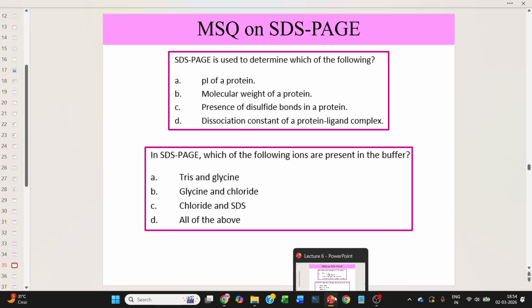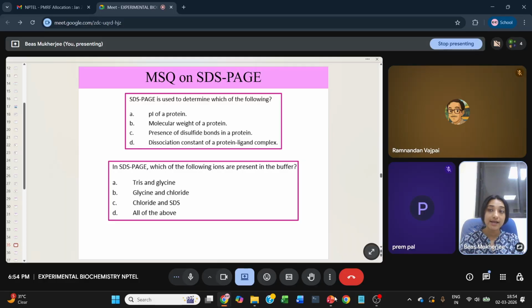Right. So now we have two more questions. SDS PAGE is used to determine which of the following: pI of the protein, molecular weight of the protein, presence of disulfide bonds in a protein, dissociation constant of a protein ligand complex. B. Right. Very good. And then the next question. What should the next question be? Next answers. B and D. Okay. Let's see.